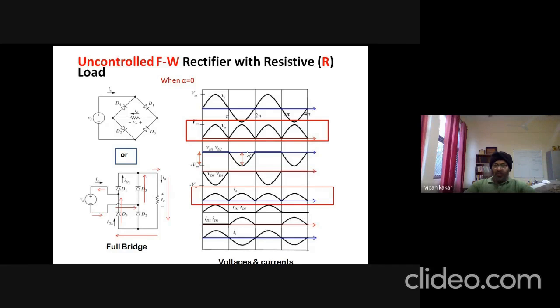Similarly, as we saw in half wave rectification's case, these ripples which we are seeing here in the voltage waveform and in the current waveform can be removed using a capacitive filter connected in parallel to the load, which we have already discussed in detail in the half wave rectifiers chapter.